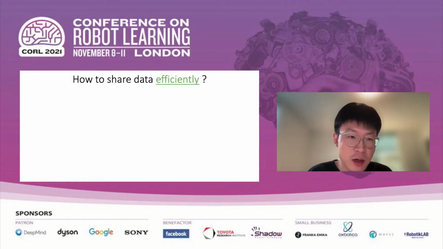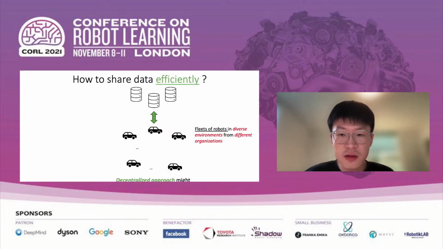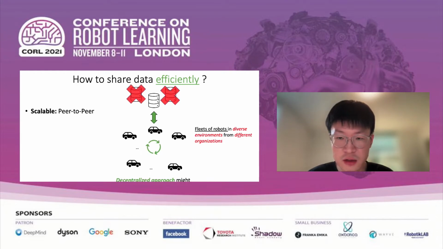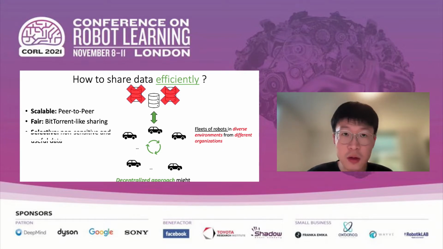So let's break down the question into 2 parts and discuss efficiency first. We still have the same setup here. To achieve efficiency, we think data sharing should be scalable with a peer-to-peer architecture, which offloads the cloud. Also, data sharing should be fair, and we're talking about BitTorrent-like sharing. A peer should benefit and contribute at the same time. And the most important part is that data sharing should be selective, which brings us to the next slide.